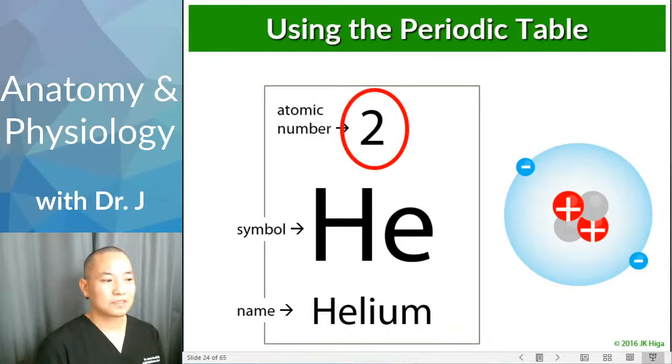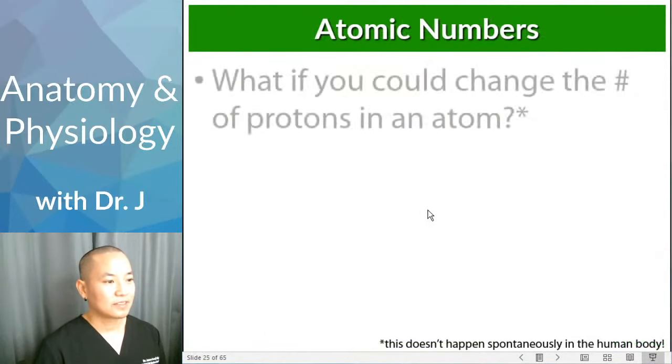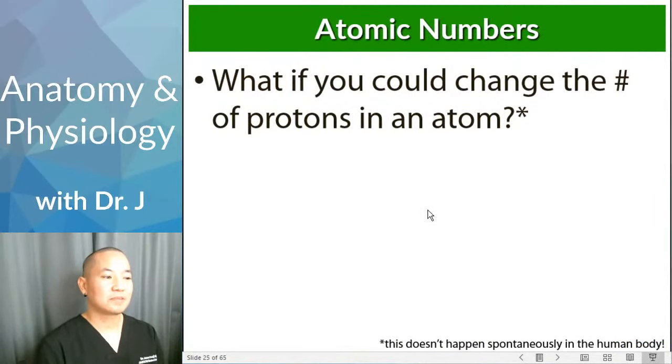And up here, this is what we call the atomic number. The atomic number is 2 for helium. How many protons are there in helium? Count them: 1, 2. So the atomic number is always the number of protons, and that determines what element an atom is. So what if you could change the number of protons in an atom? It would take sophisticated and expensive scientific equipment to actually do that.